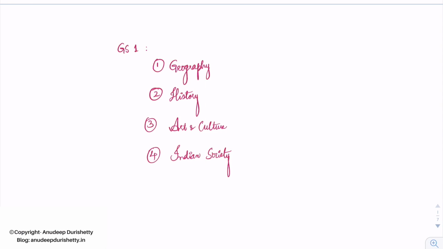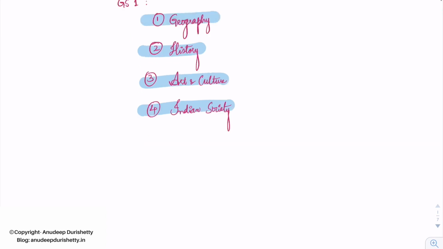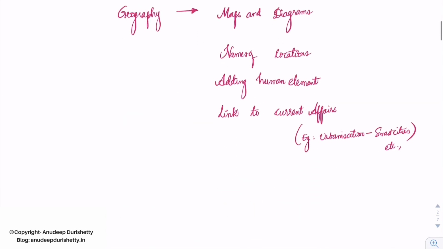The syllabus of GS1 can be sliced into 4 sections: Geography, History, Art and Culture, and Indian Society. Now let us examine how we can write good answers for each of these sections. Geography is generally scoring in the sense that questions are straightforward and there is immense scope for maps and diagrams.